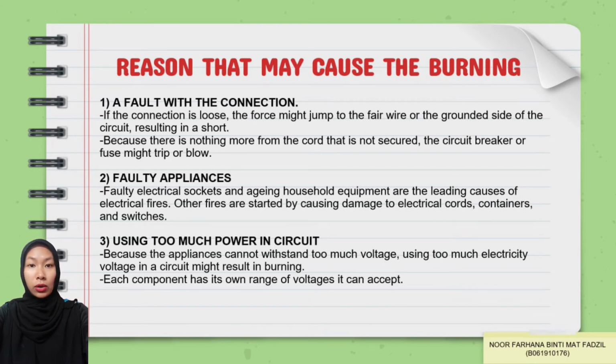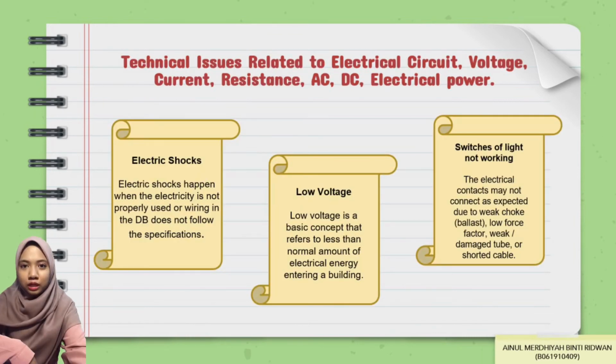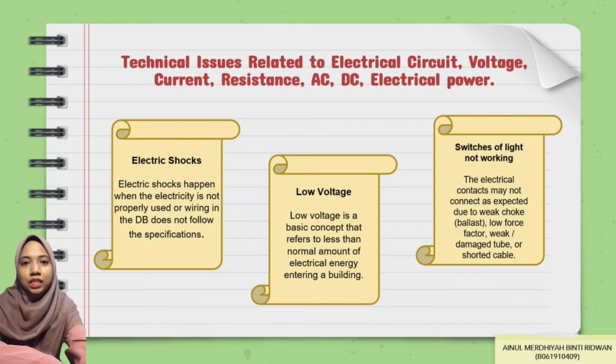As we know, each component has its own range of voltage that it can accept. It is due to technical issues related to electrical circuits, voltage, current, resistance, AC, DC and electrical power. Firstly, electric shock. Electric shock mostly happens because of improper use or because the wiring in the DB does not follow the specification. Sometimes electrical contractors do the work carelessly as long as it is finished. It is very dangerous because since the circuit was previously built in, the possibility of such an electrical problem was very high. Second is low voltage.